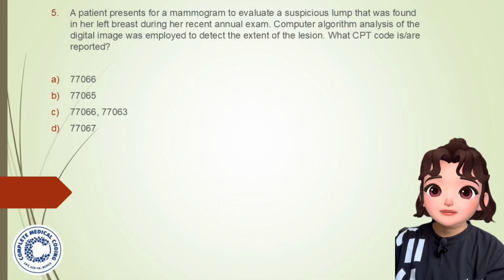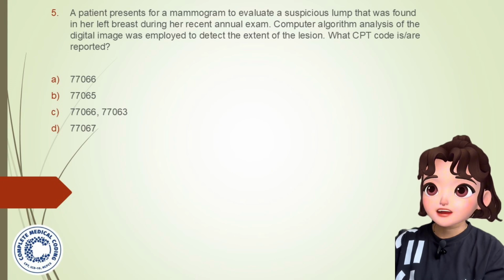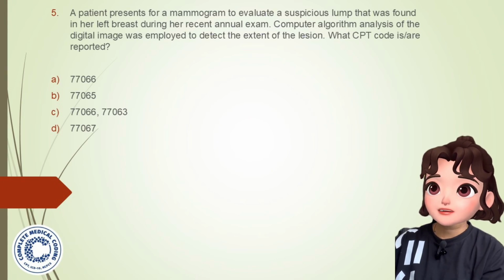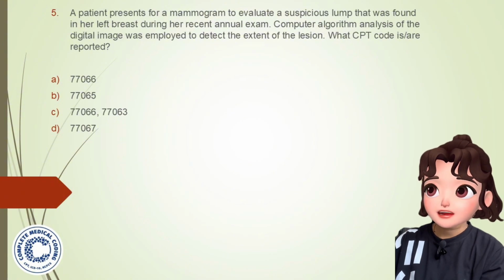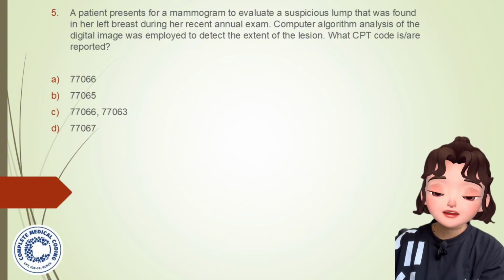Moving on to the fifth question. A patient presents for a mammogram to evaluate a suspicious lump that was found in her left breast during her recent annual exam. Computer algorithm analysis of the digital image was employed to detect the extent of the lesion. What CPT codes are reported? So here you have to code for the mammogram of the left breast. It's a simple question, right?